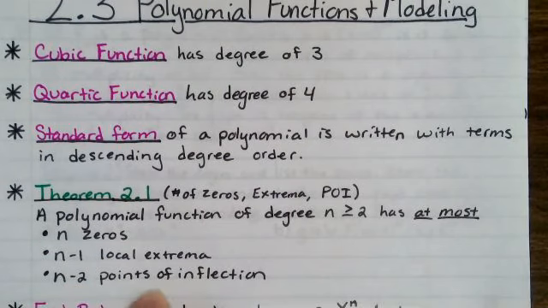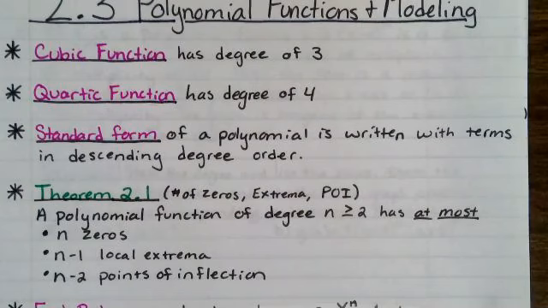N minus 2 points of inflection. So let's talk about that degree of 3 again. Well, 3 minus 2 would tell you that there was at most 1 point of inflection. It doesn't guarantee that there is any, but there is at most that many points of inflection. Say that you had a degree of 6. 6 minus 2 would be 4, at most 4 points of inflection. Okay, so that's just a cool little trick to help you with visualizing a graph, even if you don't know much else about it.